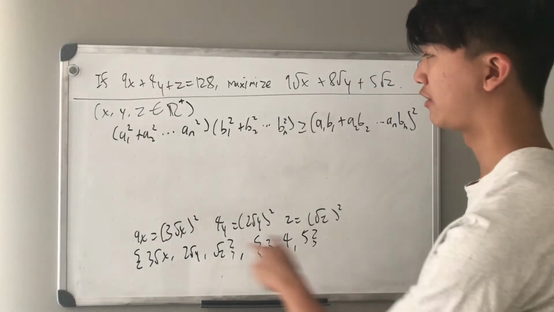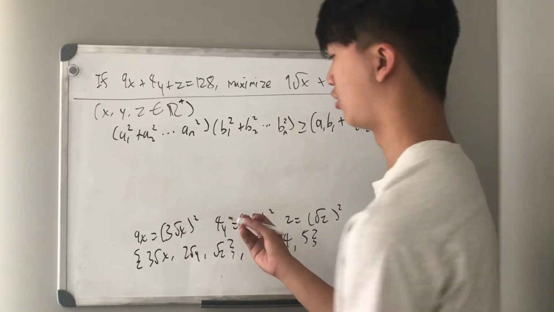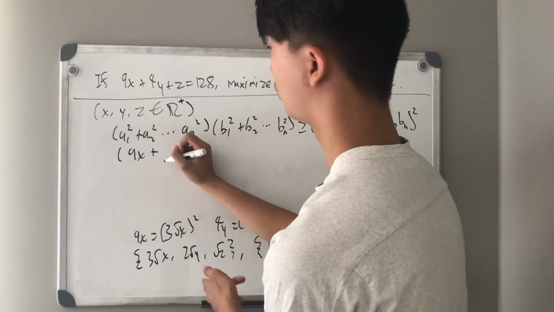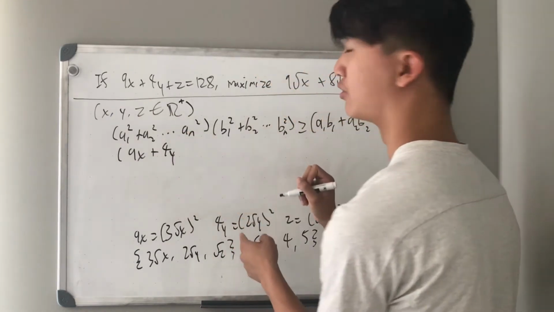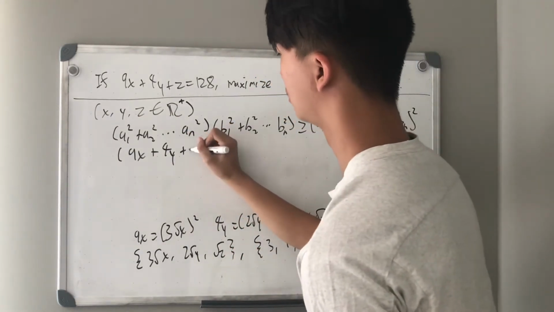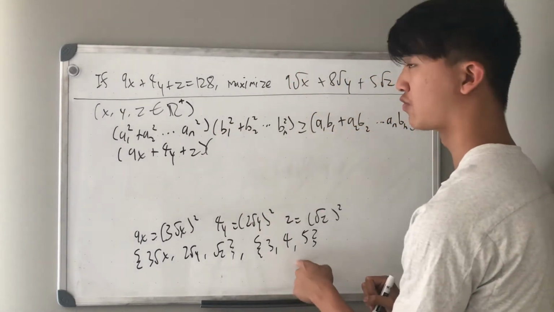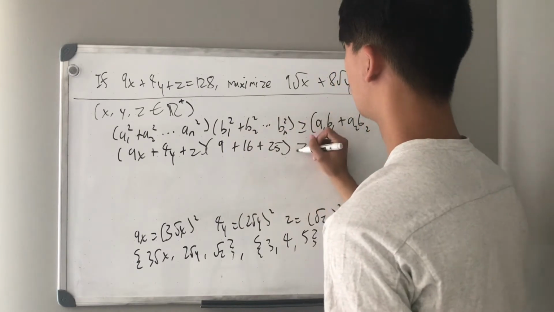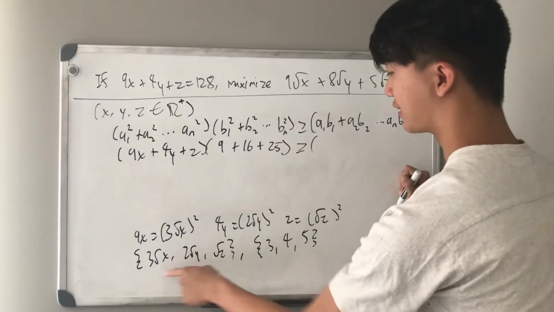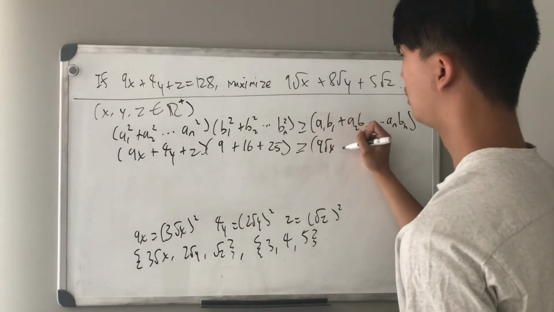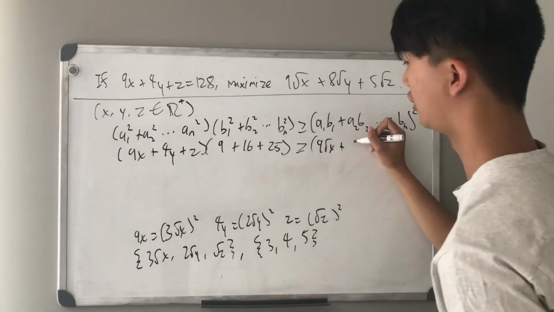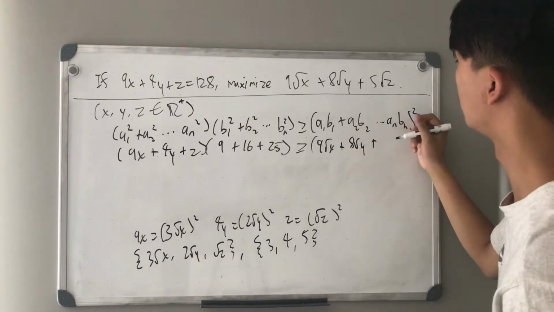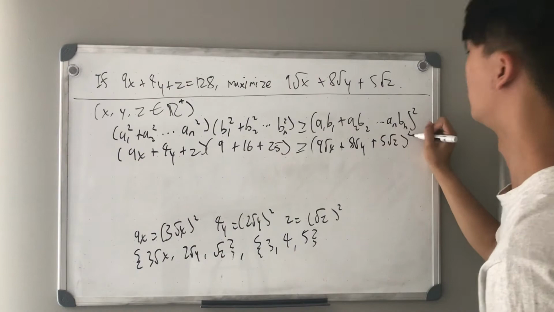Alright, so now let's plug these values into the Cauchy-Schwarz inequality. So over here we have 3 root x squared, which is 9x, plus 2 root y squared, which is 4y, plus root z squared, which is equal to z, multiplied by 3 squared plus 4 squared plus 5 squared, which is 9 plus 16 plus 25, is greater than or equal to 3 root x times 3, which is 9 root x, plus 2 root y times 4, which is 8 root y, and root z times 5, which is 5 root z. And all of this is squared.